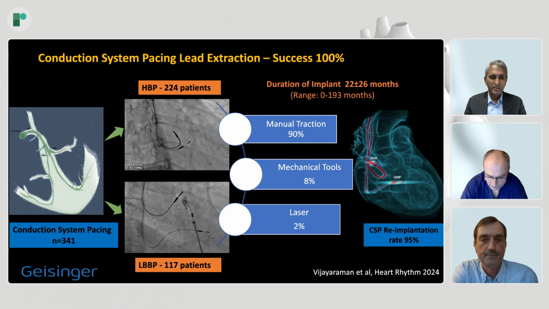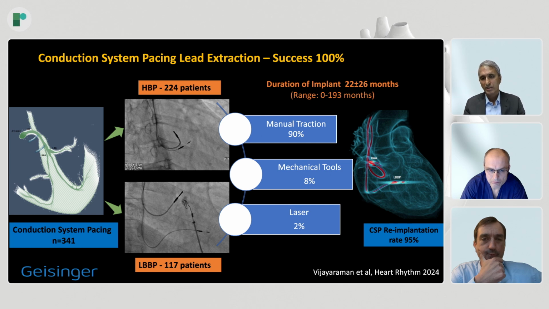Yeah, so this was a multi-center experience, and we were able to show that the complete lead extraction success was about 99%, and clinical success in extracting all of the leads except for the distal tip was 100%. So as you can see, the manual traction was adequate in 90% of patients.